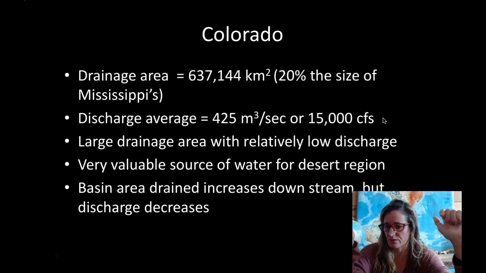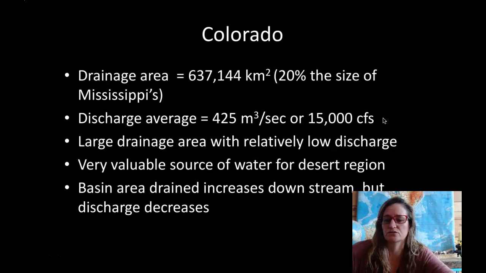There's lots of evaporation, and we're irrigating the heck out of it. So it doesn't increase the discharge over time. In fact, it can decrease. When the Colorado River gets to Mexico, it doesn't even reach its delta anymore.